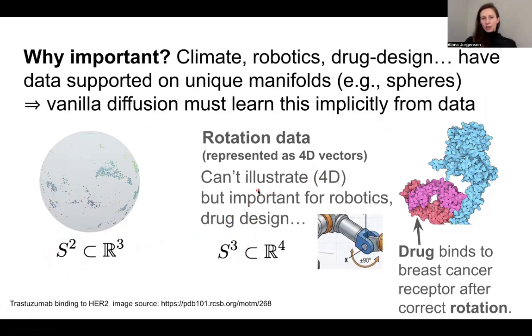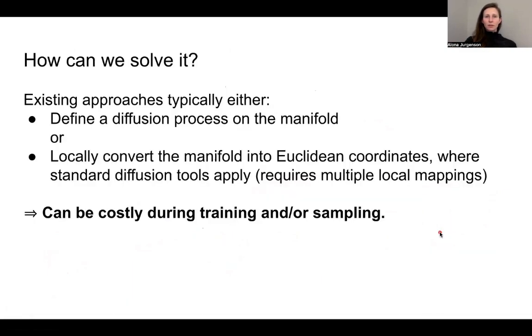So we can't actually illustrate it because it's in 4 dimensions, but what I can say is that it's important for robotics and for drug design, and I can sort of illustrate that for you because here we have an illustration of a drug that's binding to a breast cancer receptor after it correctly rotates in order to do this binding successfully. So how can we solve this problem?